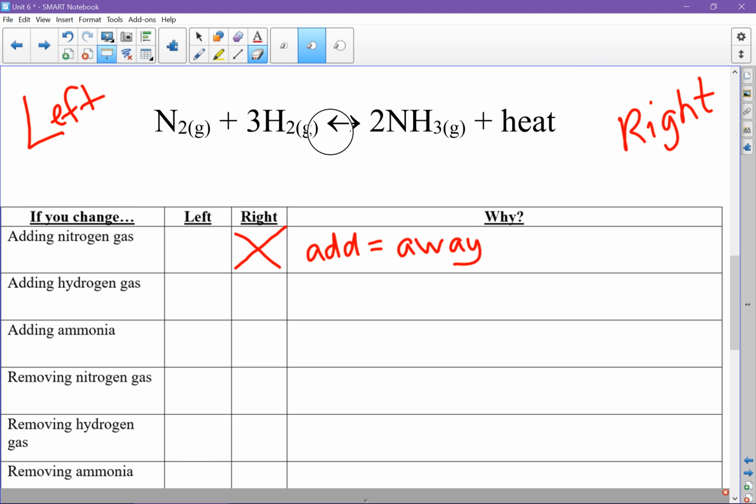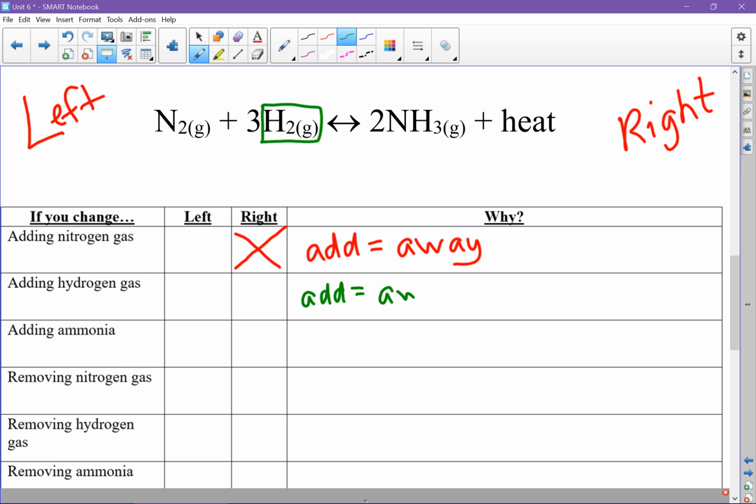Okay. Let's get rid of that and let's try another one. I'm going to leave my left and right there. That's going to help me. I don't want to mix that up. So now let's think about if we add hydrogen. Here's hydrogen. Again, we're going to add. Whenever you add, it's going to shift away. So draw an arrow pointing away from hydrogen, and that's going to go this way. Again, that's pointing to the right, so we would say the reaction would shift to the right.